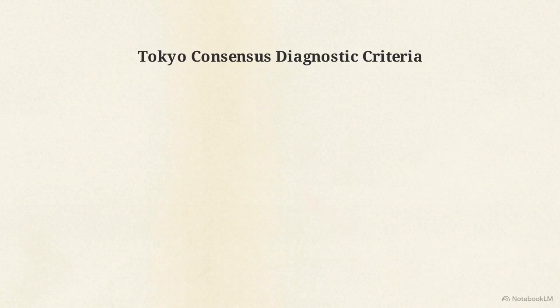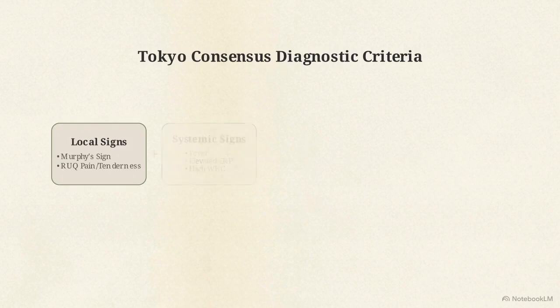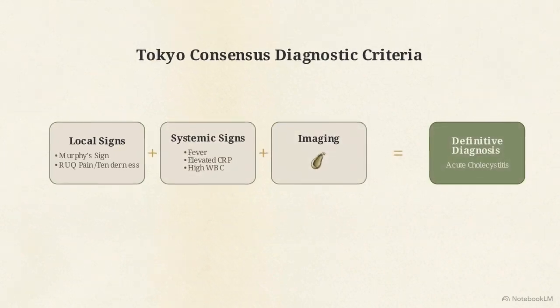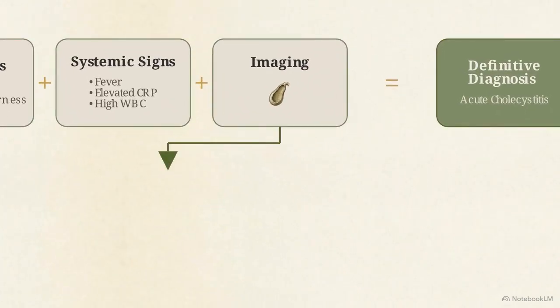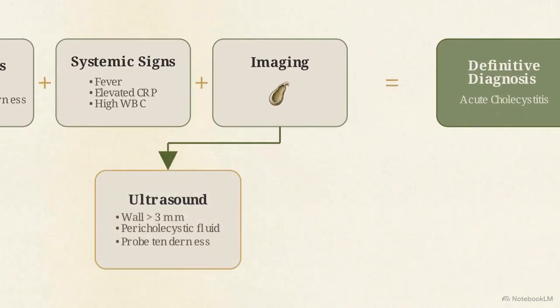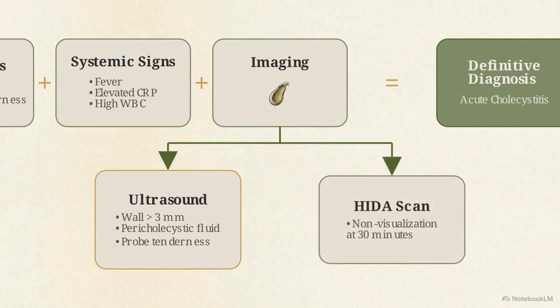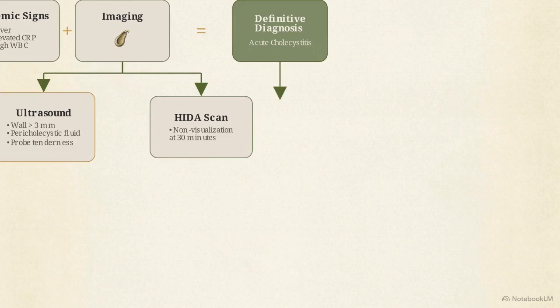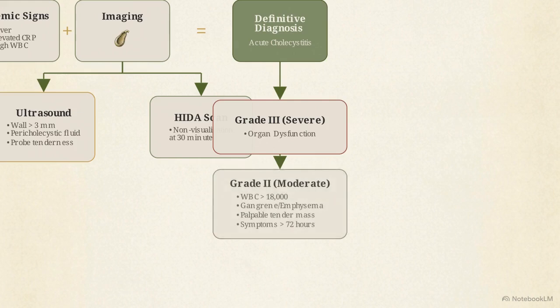Under these guidelines, a definitive diagnosis of acute cholecystitis is not made on symptoms alone. It requires a documented triad of local signs, systemic inflammation, and positive imaging. The classic ultrasound findings confirm a gallbladder wall thicker than 3 millimeters, pericholecystic fluid, and probe tenderness. While a HIDA scan failing to visualize the gallbladder at 30 minutes supports the diagnosis, ultrasound remains the primary diagnostic tool. The Tokyo criteria then segment severity.